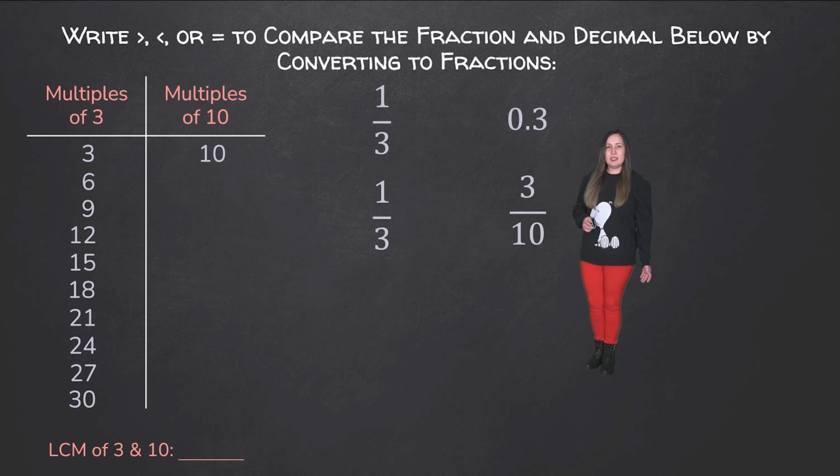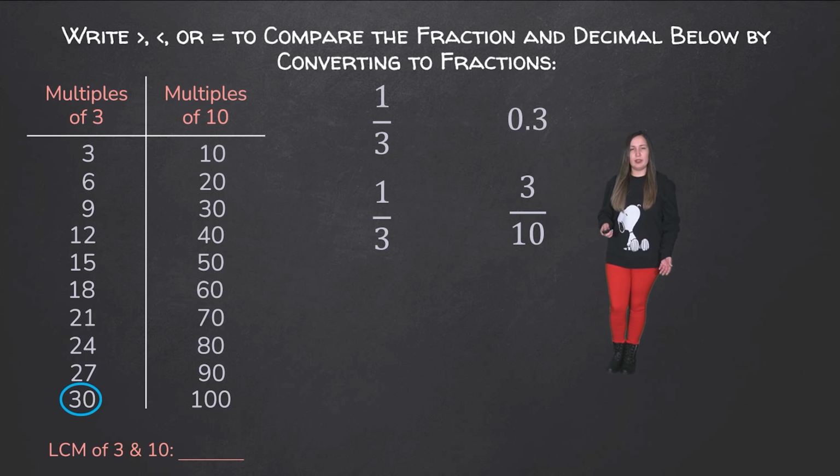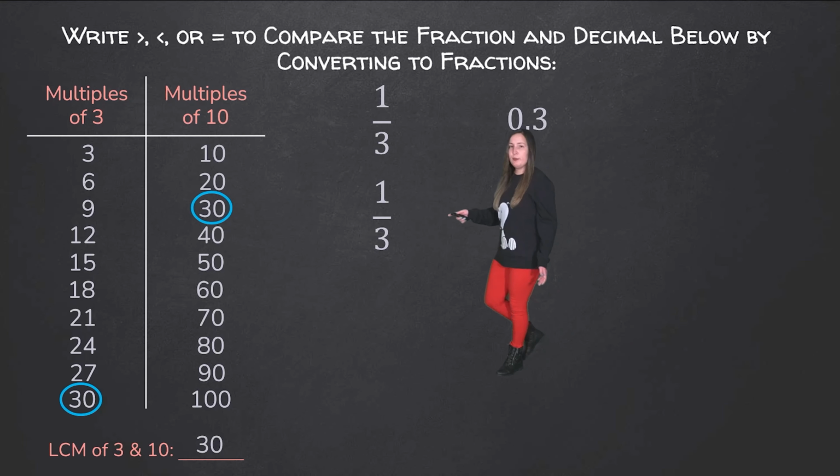Our multiples of 10 are 10, 20, 30, 40, 50, 60, 70, 80, 90, 100, and so forth. So our least common multiple in this case is 30 because it's the smallest multiple they both have in common. So we're going to make sure that we get a denominator of 30 for both.